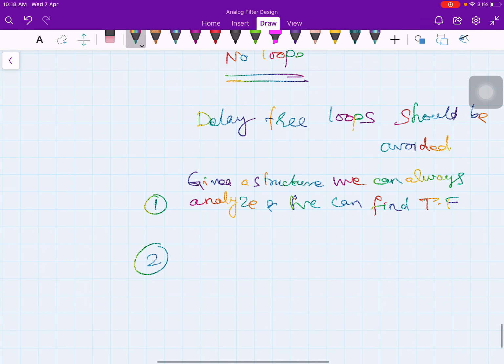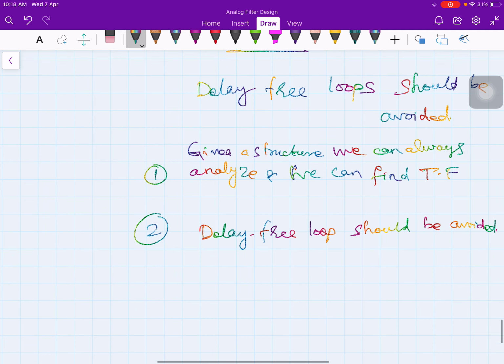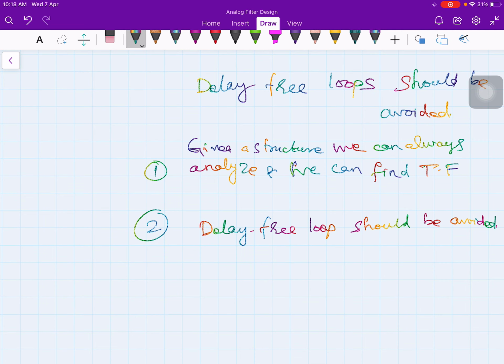The second point I would like to say is that the delay free loop should be avoided in any structure, because this delay free loop should give rise to instability. So therefore, at any cost, you should not allow a delay free loop in your structure, in your digital structure.